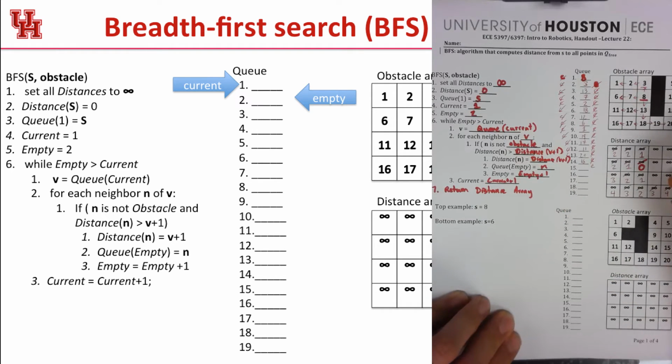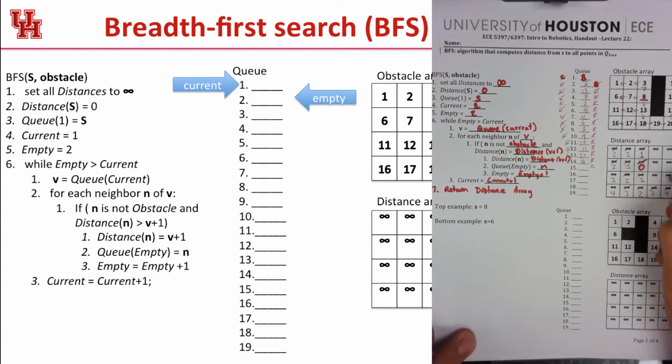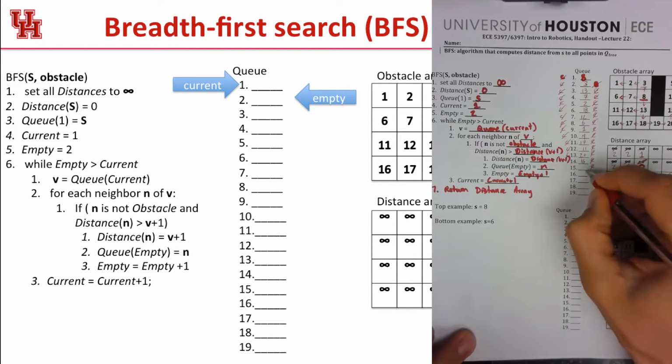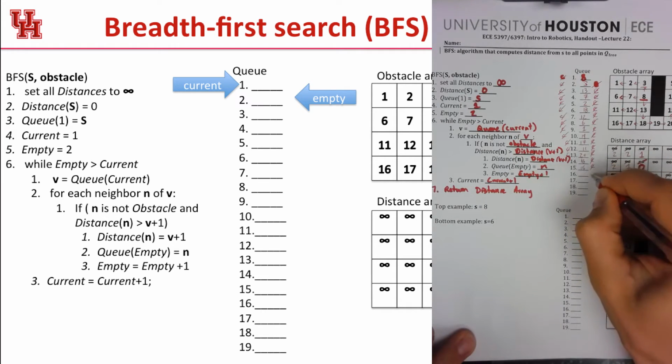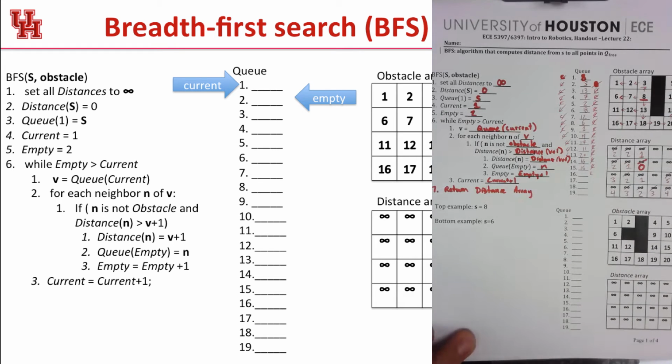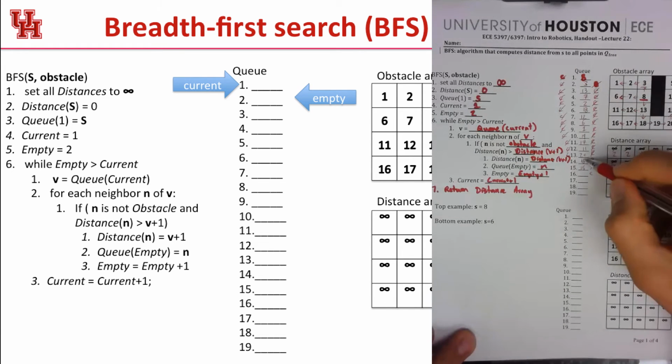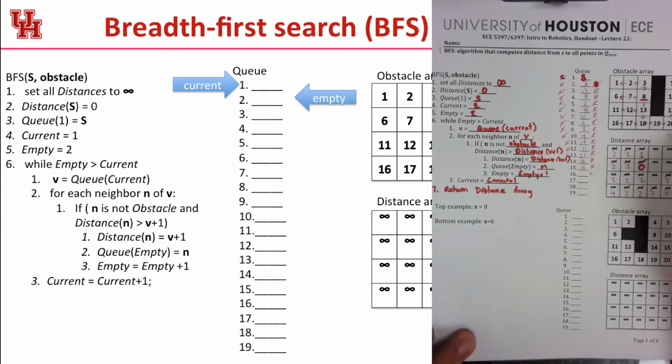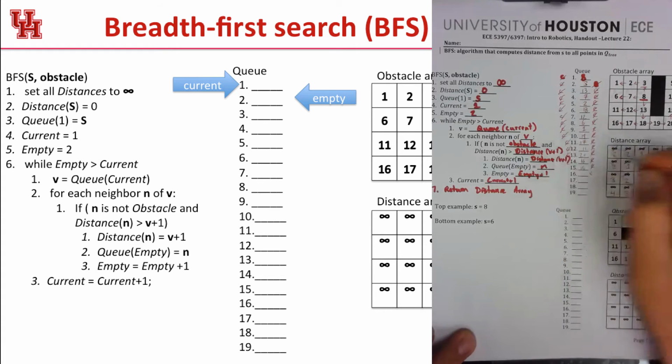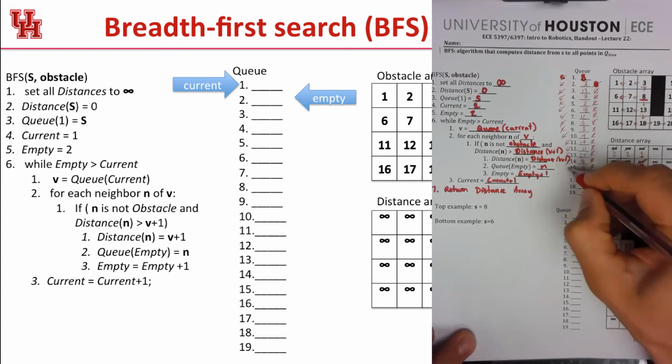So next I'll look at 20. Oh, I can visit a neighbor here. First I'll try 15. 15 is infinity, so we'll set that one to 5. We're going to add 15 here and put my empty pointer there. And we're done with 20. There are no other neighbors 20 can reach, so now we're going to expand 16. It doesn't have any neighbors.